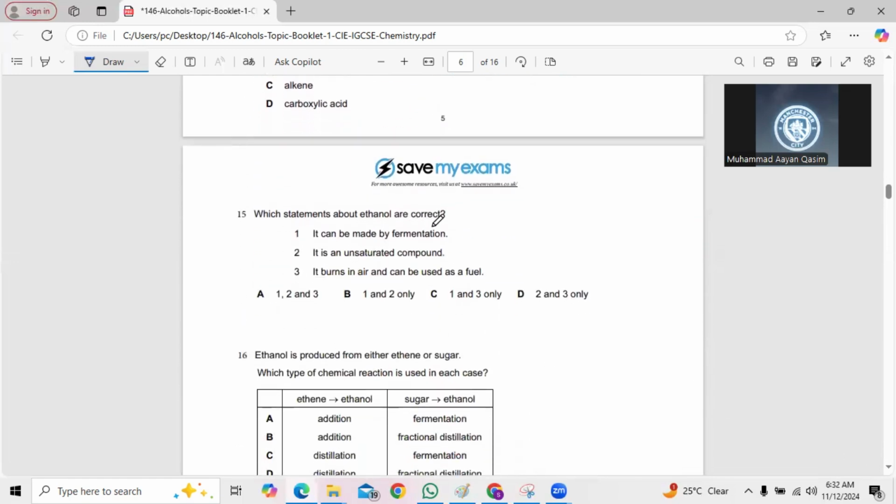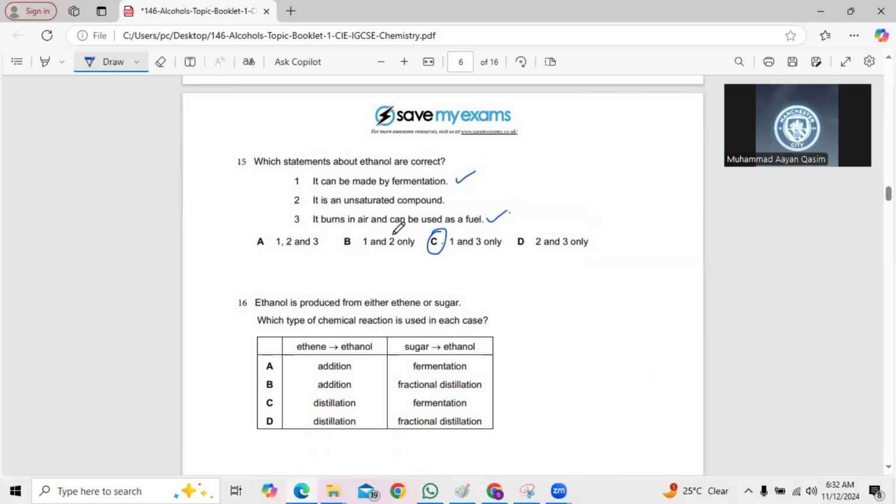Which statement about ethanol is correct? Which student's answer is it? C. So you are saying the answer is C. That's right, because it can be formed by fermentation and ethanol can be burned to form carbon dioxide and water. It is not an unsaturated compound. Unsaturated compounds are those which have a double bond between carbon and carbon. So this one cannot be the answer.